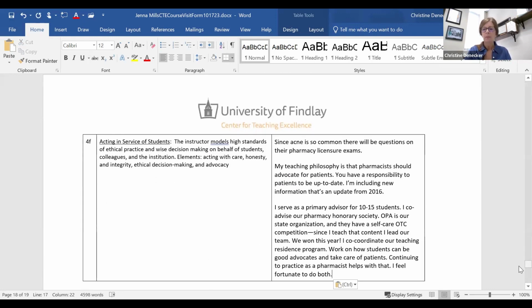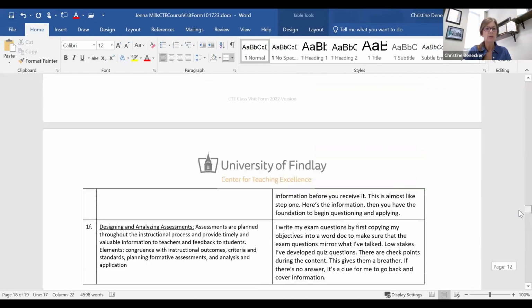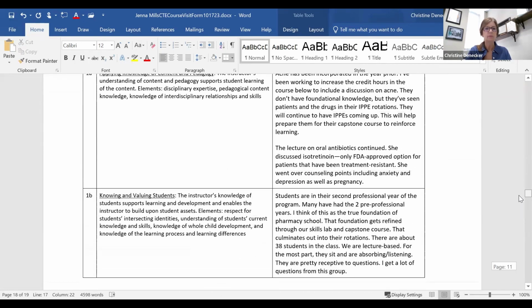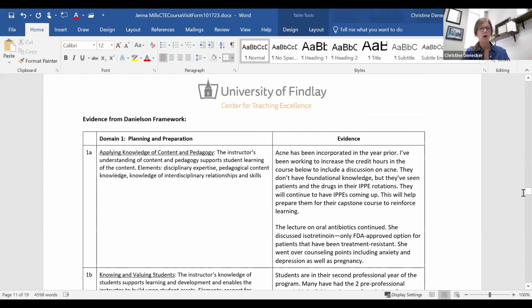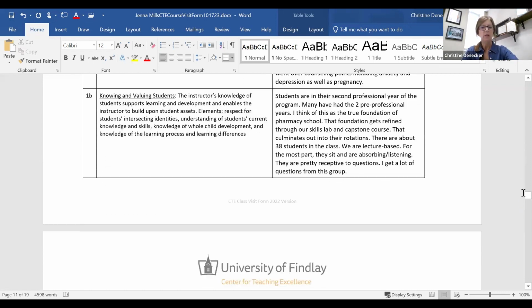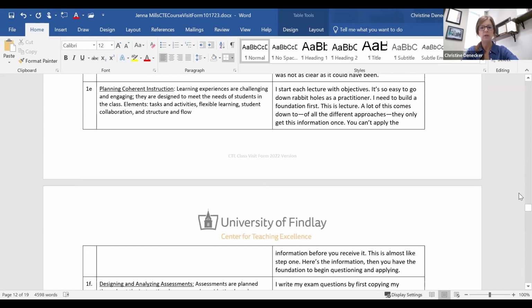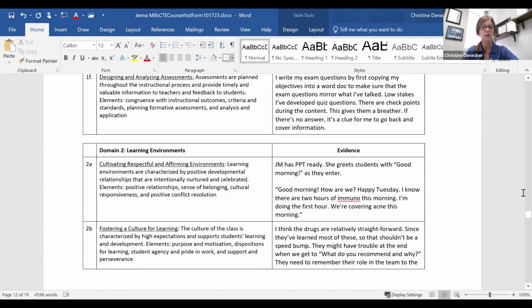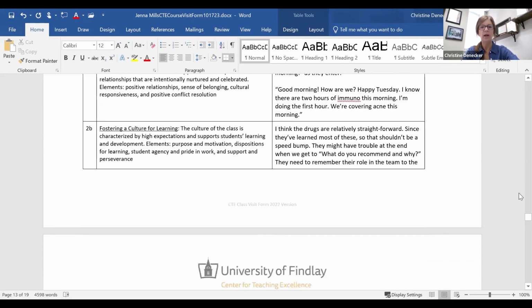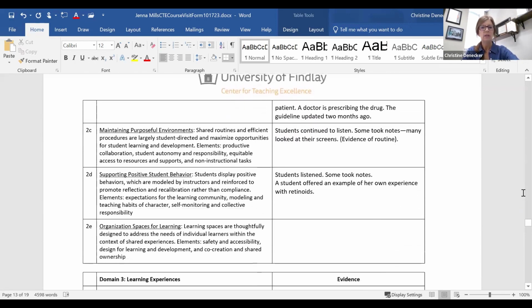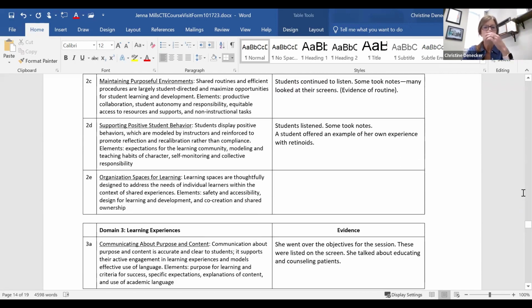All right. So I'm going to just go back to the beginning of the Danielson framework where we have our evidence. 1A, 1B, 1C, 1D, 1E, we have something there, 1F. Into 2, we have something for A and B, C and D. I don't really have anything for E. So think about that. That's the learning spaces.